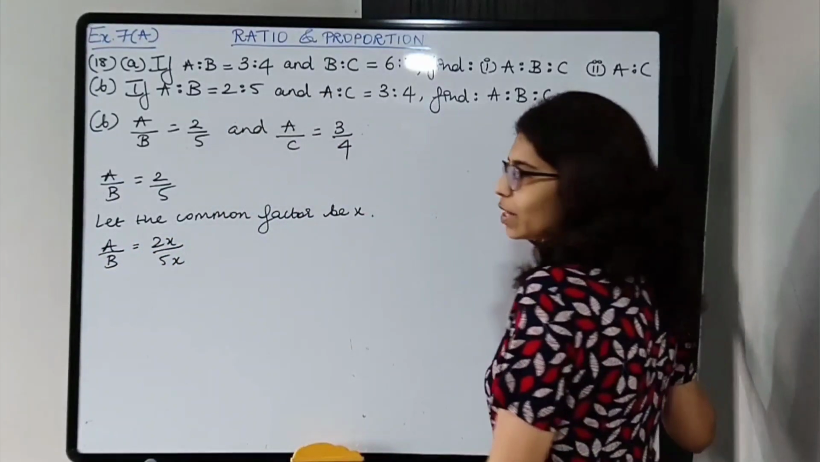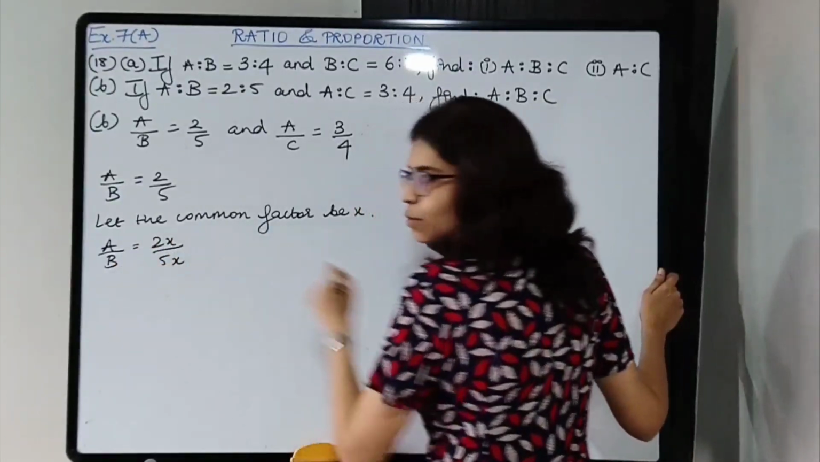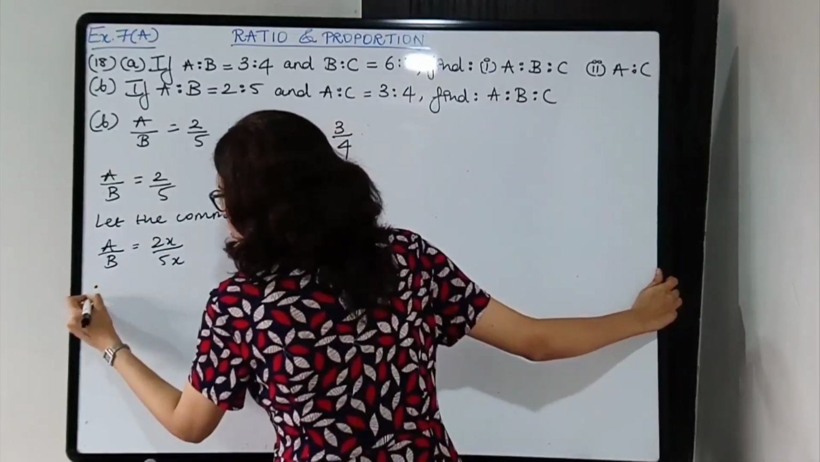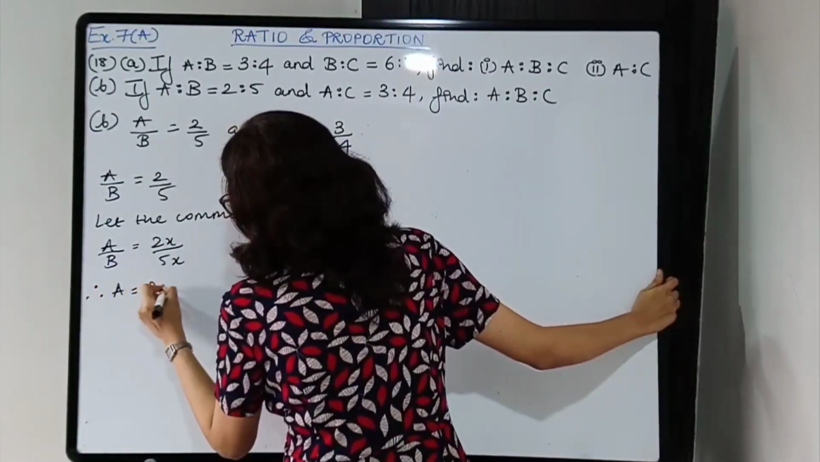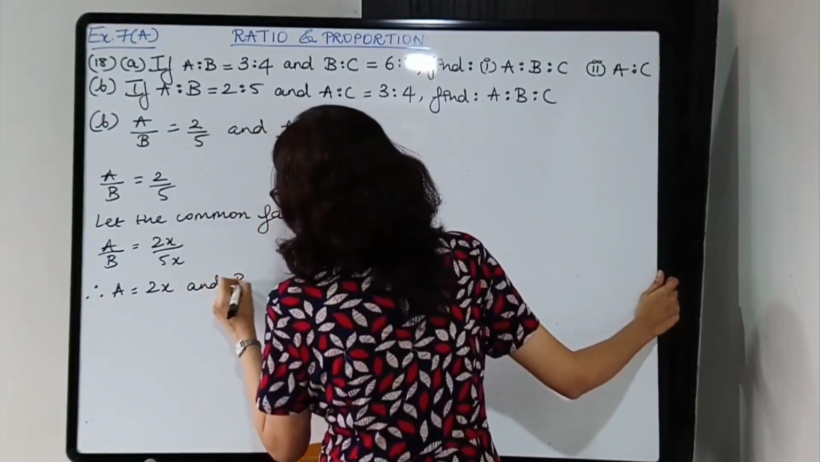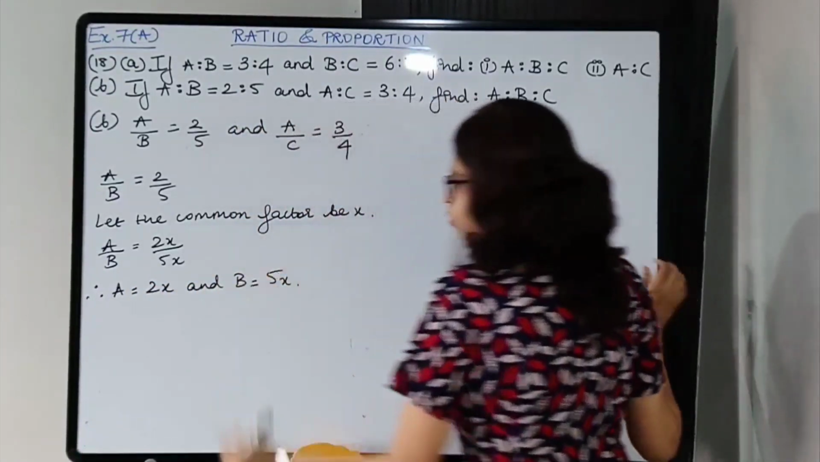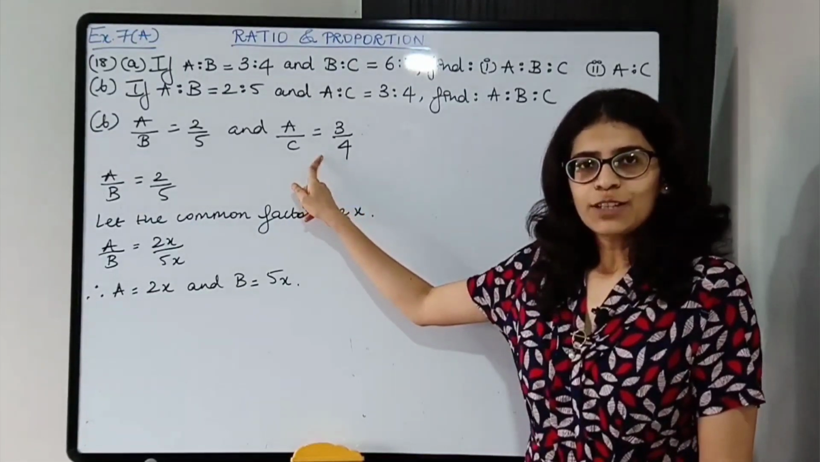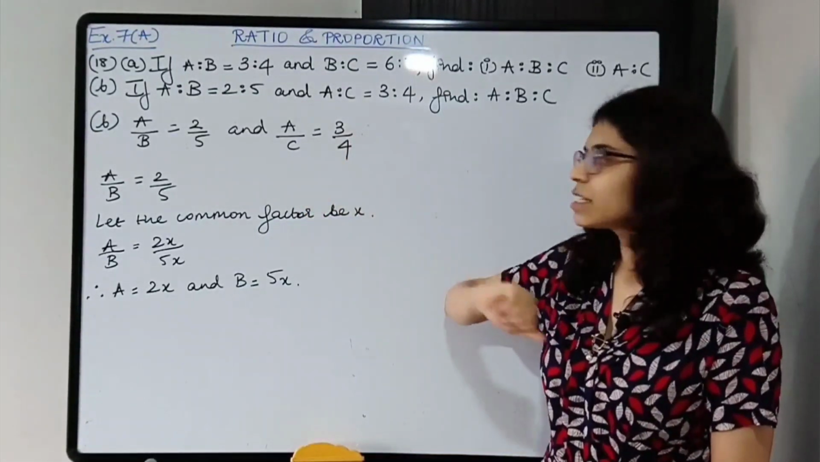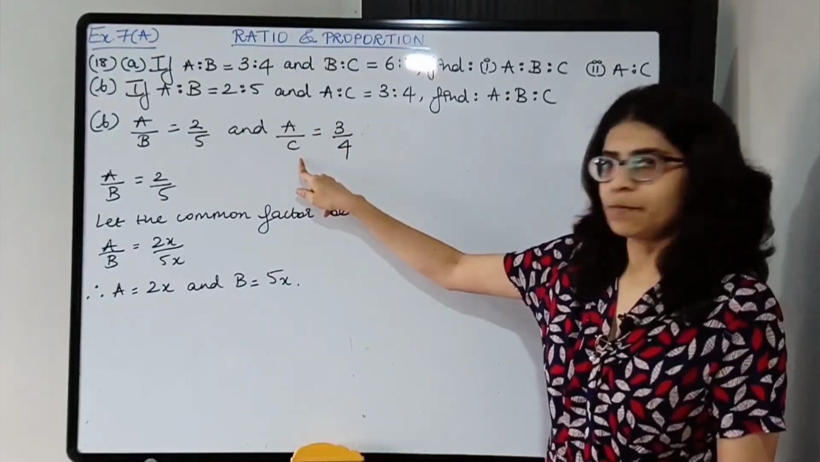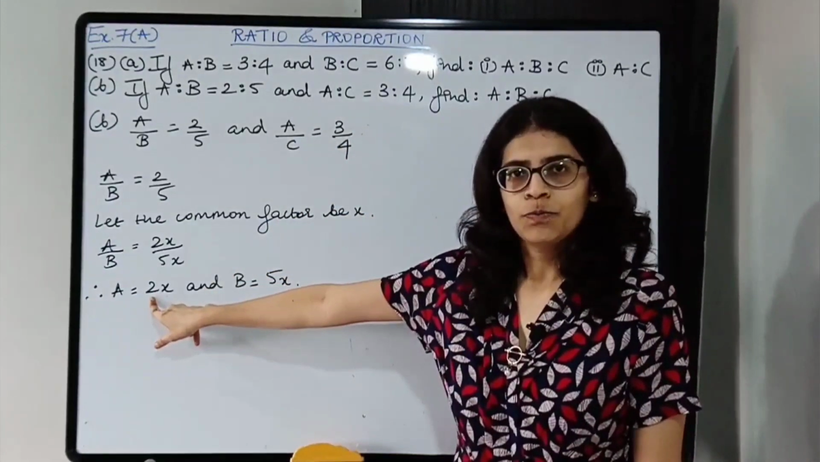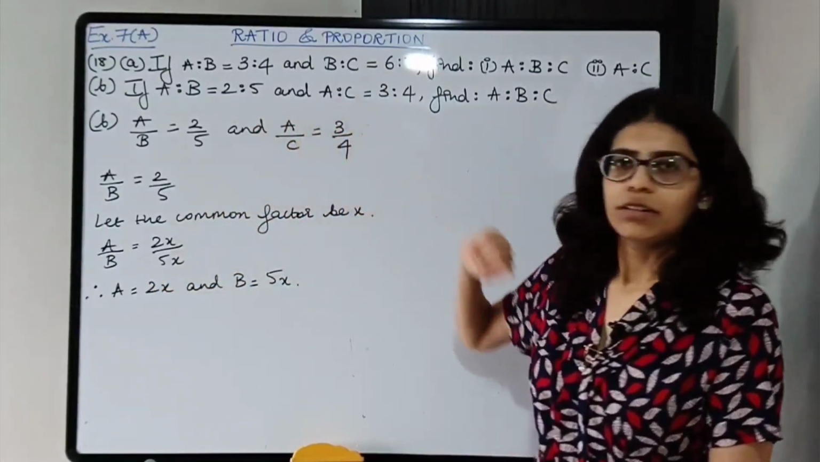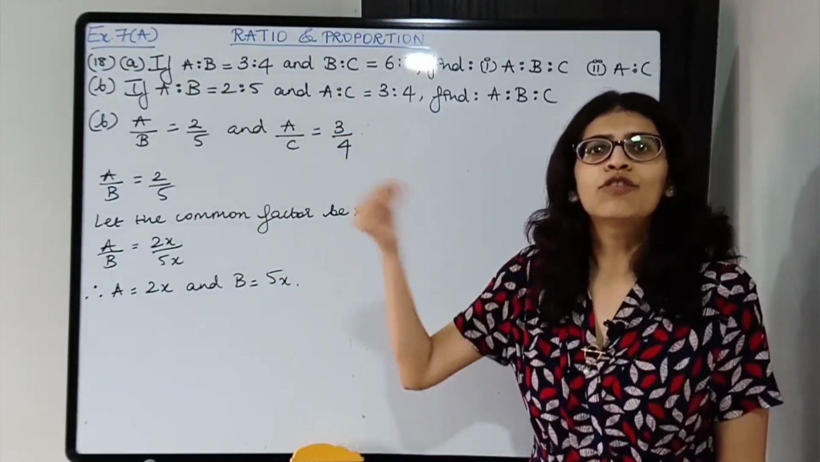So I can say a is equal to 2x and b is equal to 5x. So write it down: a is equal to 2x and b is equal to 5x. Okay, now here we will substitute these values. Which one can you substitute? You have a upon c, so we can use a's value. We'll substitute a's value over here and bring c in terms of x.